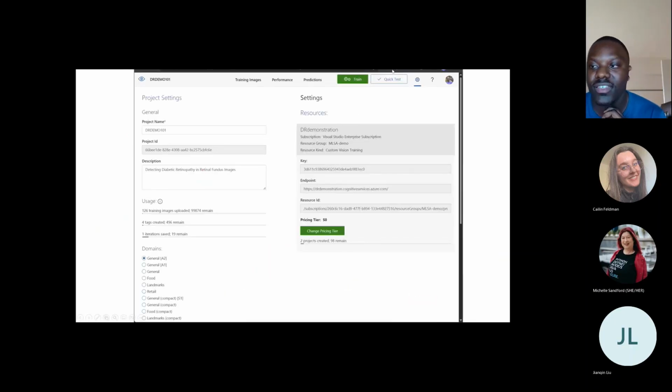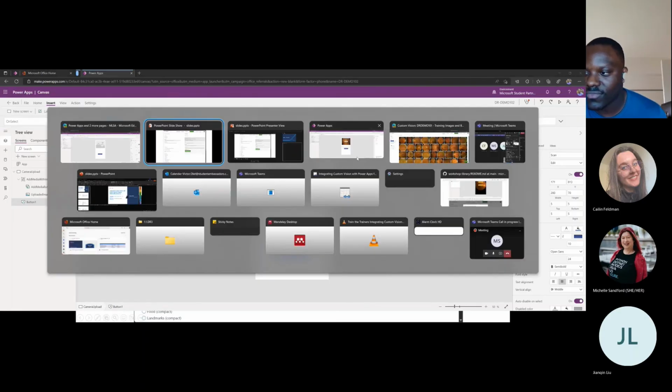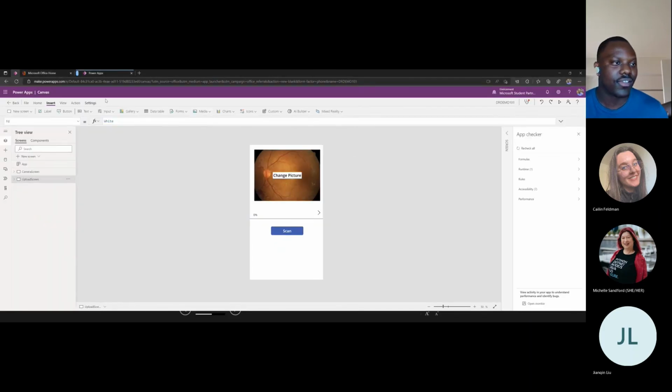This is the project ID. Under settings in your Custom Vision site, you get the project ID from there. You just copy that onto your PowerApps. Actually, it's easier to use the one I already have here, just for demonstration.